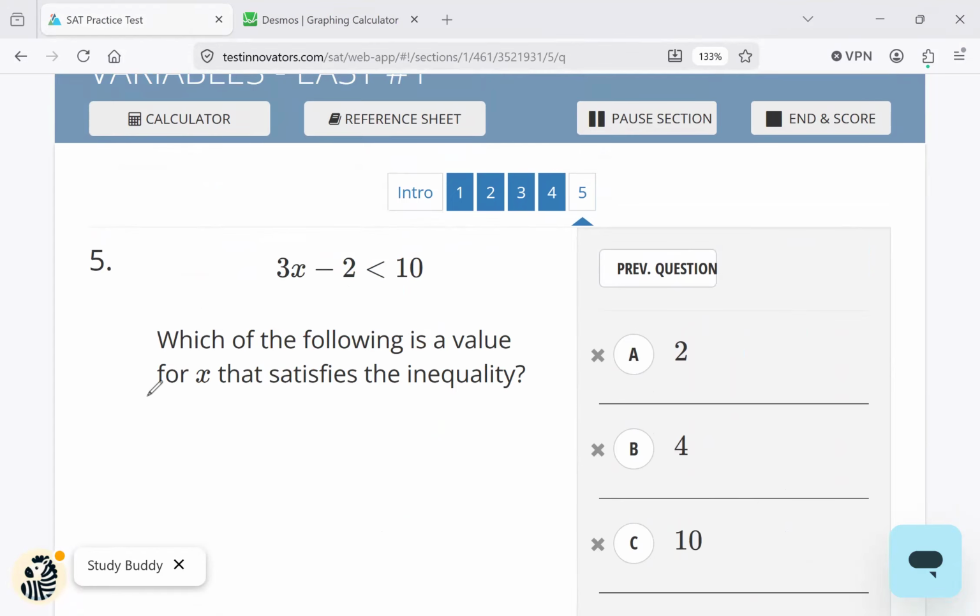Question five says, which of the following is a value for x that satisfies the inequality? So you would just have to solve for x. That's it. So I'm going to add 2. You get 3x is less than 12. And divide this by 3. You get x is less than 12 divided by 3 is 4. So we need a number less than 4. It would have to be 2, right? So add 2.